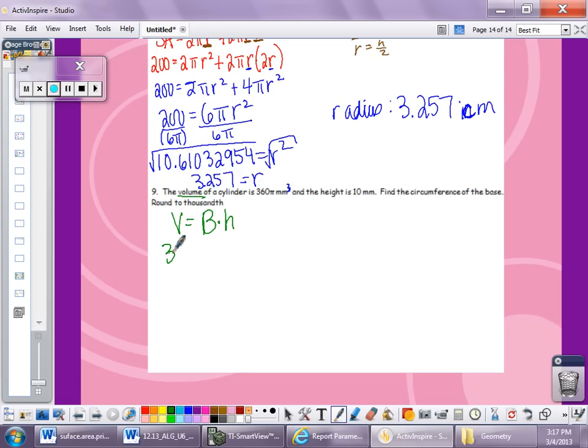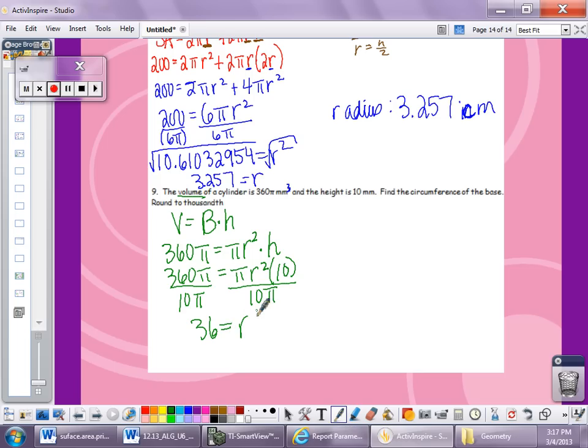So I'm going to plug things in. 360 pi is equal to pi r squared times h. I don't know r, but I know my height is 10. I'm going to get r squared by itself, so I'm going to divide by 10 pi on both sides. This leaves me 36 equals r squared, so therefore r equals 6.